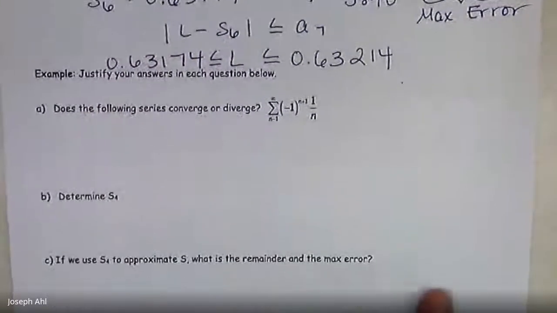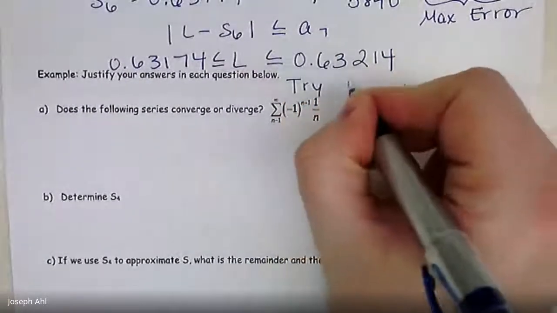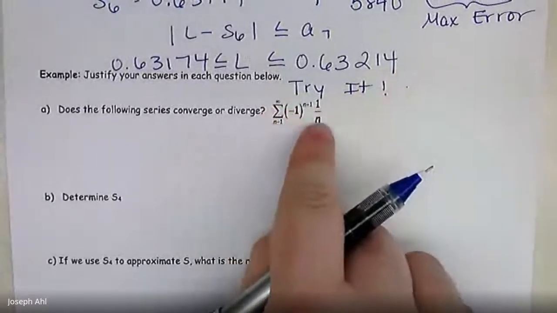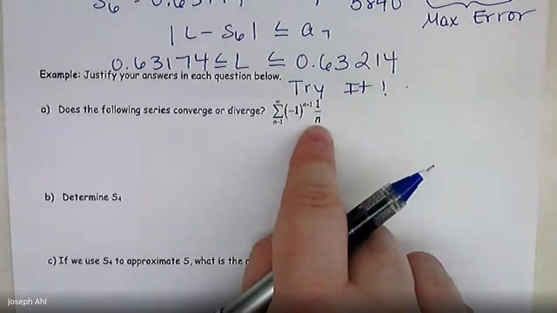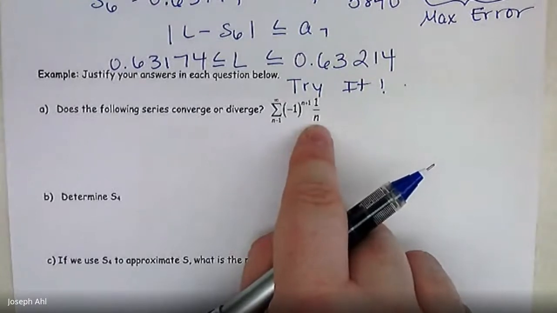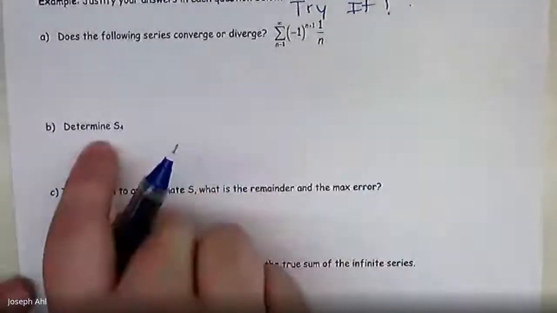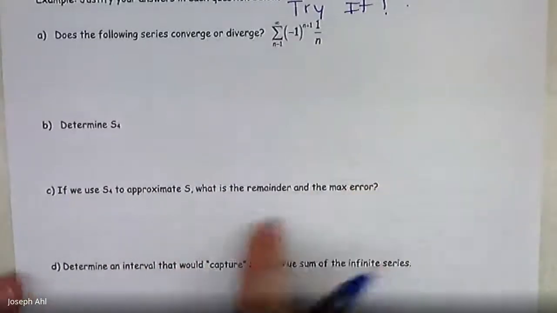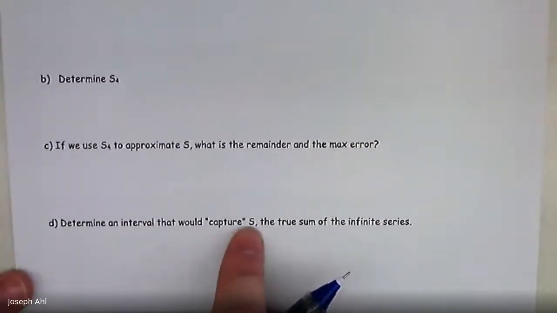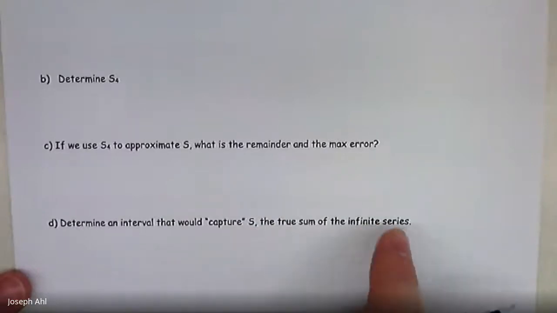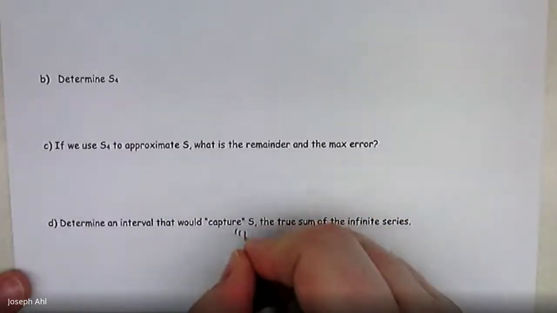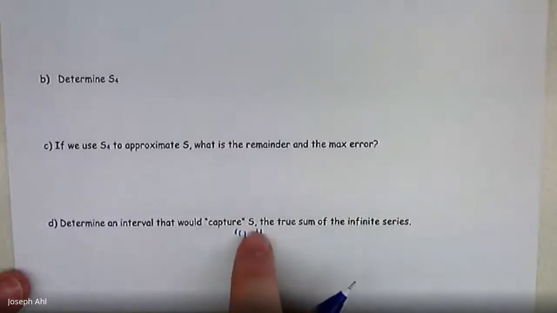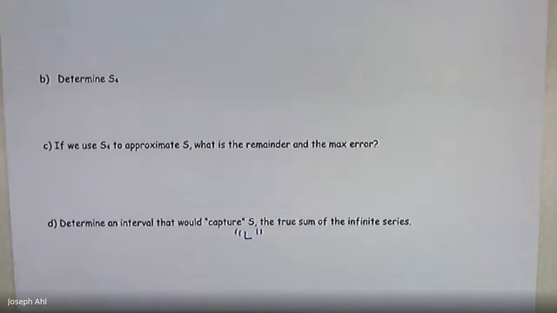What we'll do is go over this next time in class, but see if you can try this example. Determine: does this converge or diverge? This is something you should be familiar with, so look back at the day 108 notes if you don't remember. Determine what S sub 4 is, which we could do pretty easily. See if you can determine the max error, and then the interval that would capture S, the true sum of the infinite series. S is what I called L up above for the limit, but S is the sum of the series, so we're going to write it in terms of S for part D. Okay, we'll leave that for class next time.